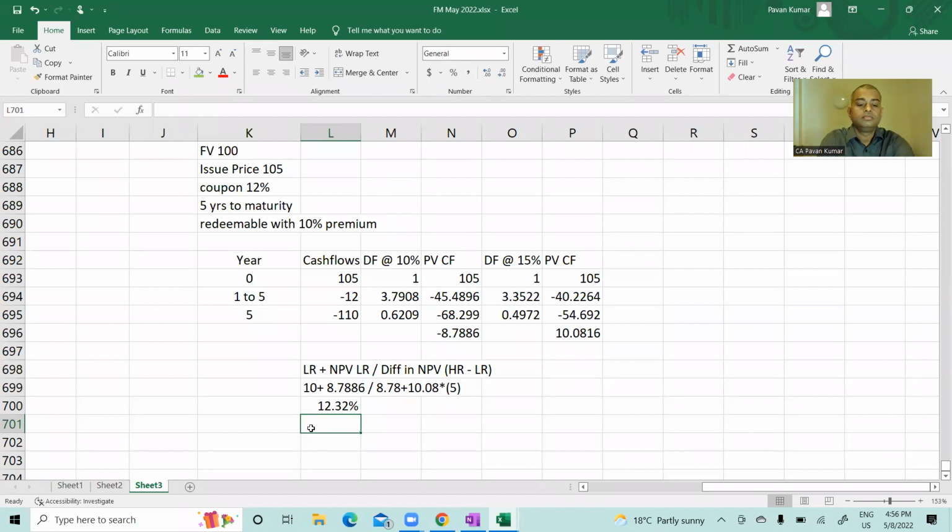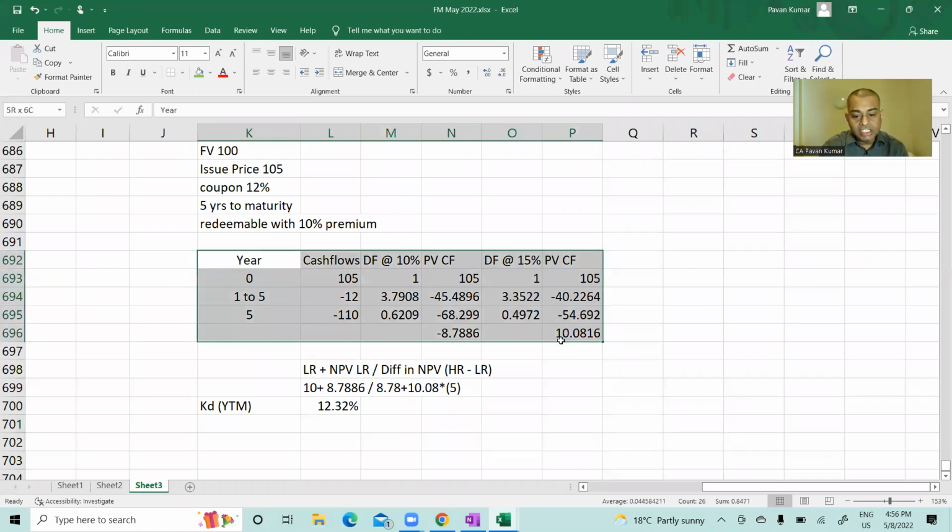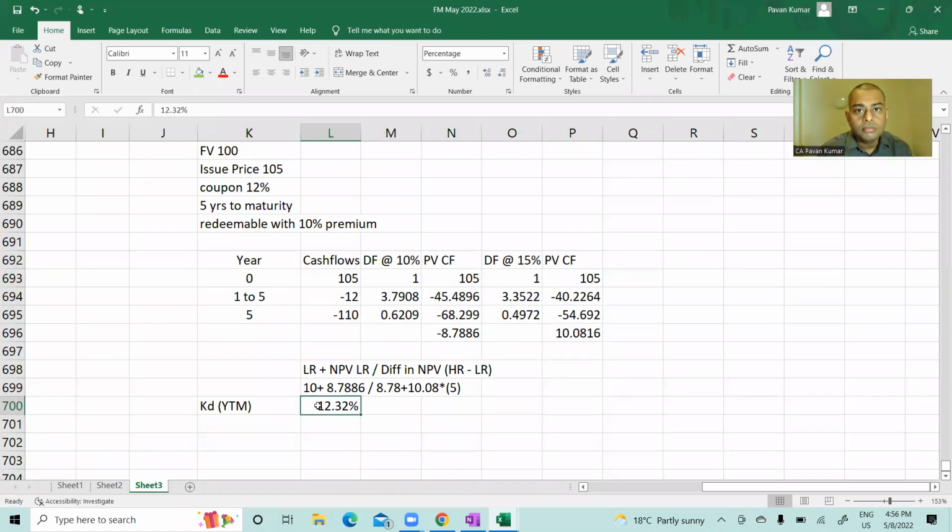You got 12.32. How many of you got 12.32, guys? Do you understand how 12.32 came? That is called yield to maturity, which is KD on the yield to maturity model. Do you understand what we have done? If this is an investment decision, can I say 12.32 is IRR? Do you agree with me? Guys, yes or no?